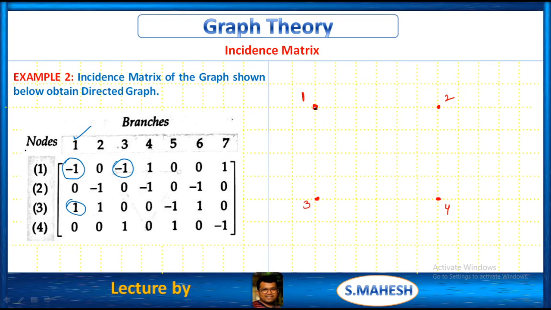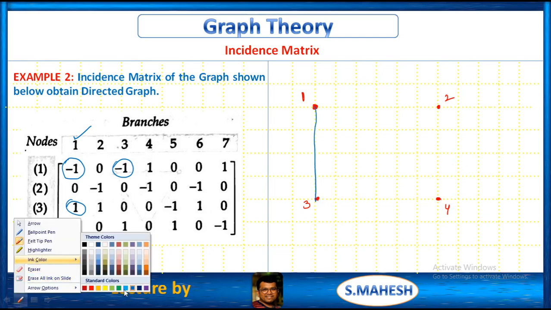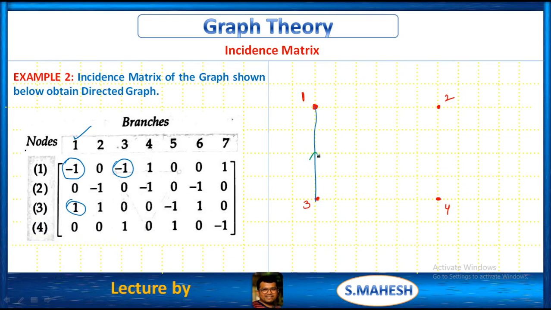So, it's clear. Then the direction is what? Like this. So if we consider this is branch 1. Okay, branch 1. Clear? Now see, branch 1 is away from this node 3. That's why we are having plus 1. It is towards the node 1. That's why we are having minus 1. Clear?